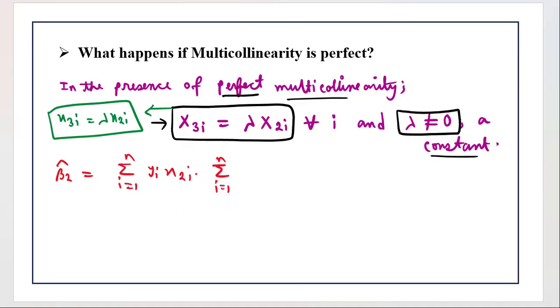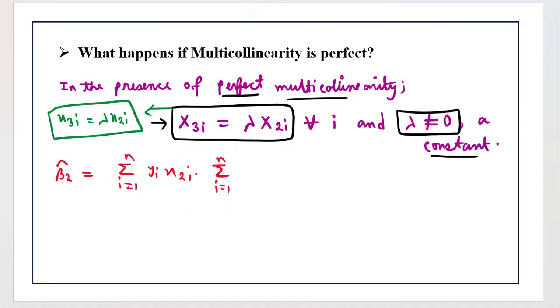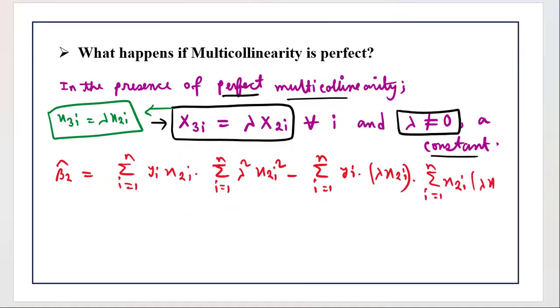Now, if this holds, then you can write it this way. Instead of x_3i here, you can substitute lambda x_2i and the whole square of that. So let's do that. This will be simply lambda squared x_2i squared, right? Minus summation i from 1 to n, here you will have y_i, then x_3i will be lambda x_2i, and then summation i from 1 to n, x_2i stays as it is, x_3i will be lambda x_2i.